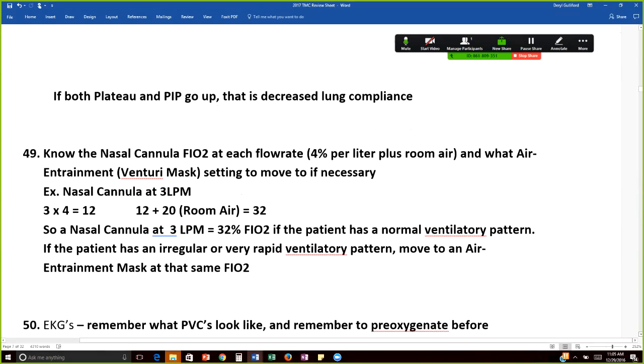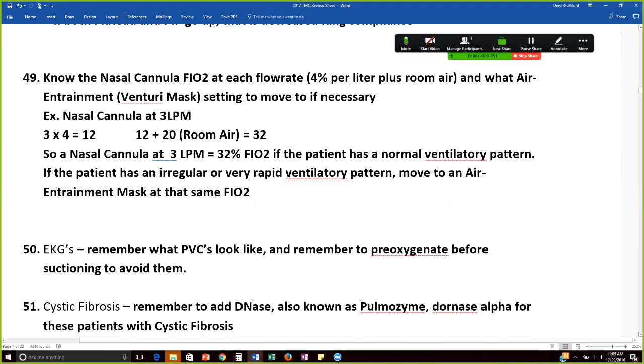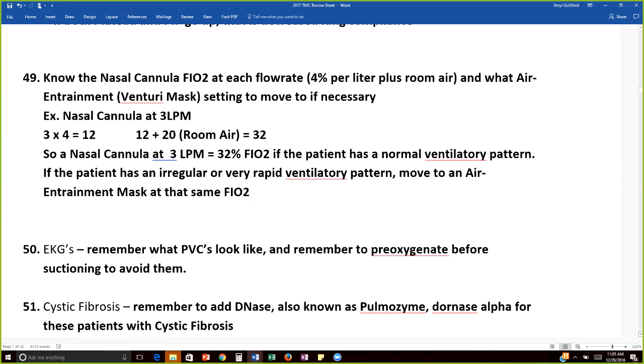Nasal cannula flow rates. This one is simple, but just want to make sure that you understand it. It's 4% per liter of cannula flow plus room air. 4% per liter plus room air. Room air's 20%. We're going to go with 20 to keep it simple, all right? So a cannula at 3 liters, you simply go 3 times 4 is 12. 12 plus 20 is 32. That is 32% oxygen, 32% FiO2, assuming the patient has a normal ventilatory pattern.